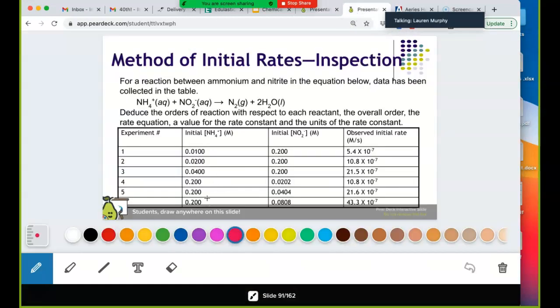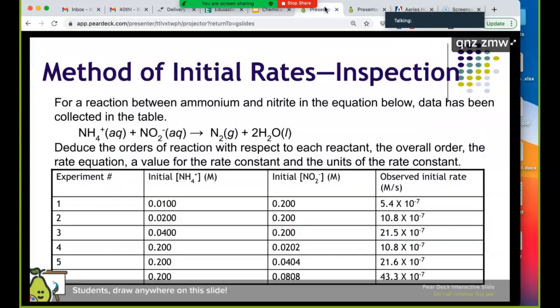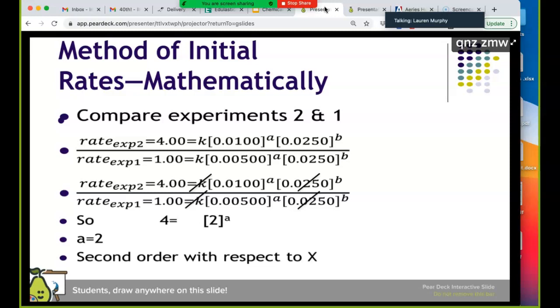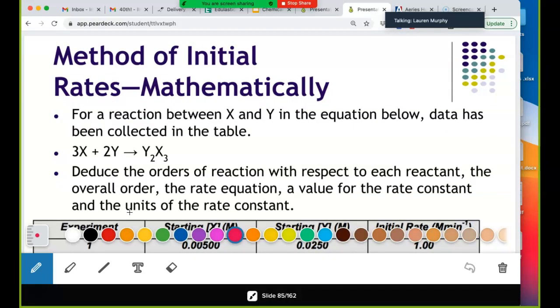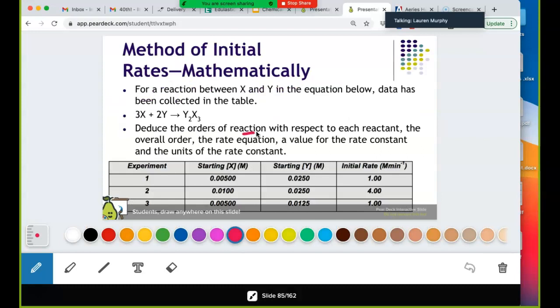6 different experiments, okay? Now, oh, you know what I forgot? I lied. We didn't finish the other one. Besides finding the reaction order with respect to each reactant, we also need to find the overall order. Well, if it was second order for one of them and 0 order for the other one, the overall order was 2, okay? Because 2 plus 0 is 2.